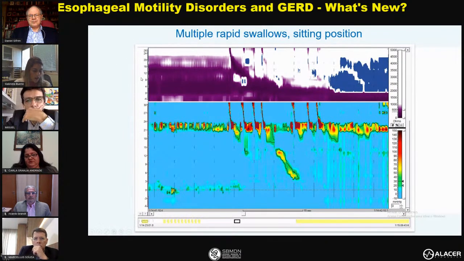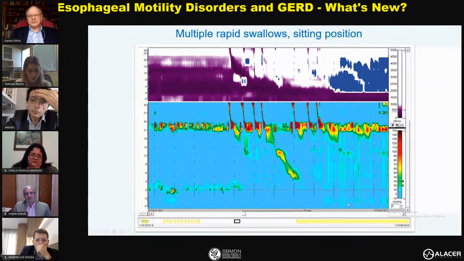In sequence, in the next frame, this is the multiple rapid swallows test in the sitting position as well. And we can now see here that there is a peristalsis with high peristaltic amplitude following the multiple swallows test. We can also see some stomach contractions and the presence of gas in the esophagus.